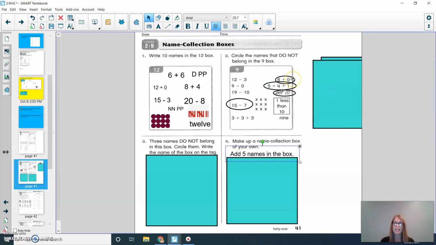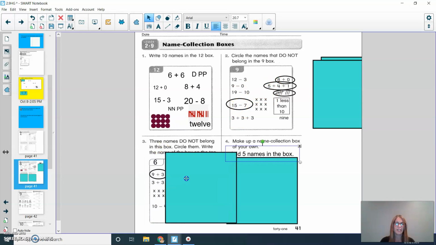So if you look up at the top here, I can see 8 plus 0 did not work. 5 plus 4 plus 1 equals 10, which does not belong. I have 8 tallies, which is not enough. And 15 minus 7 is 8, which does not belong. So you should have had the same answers that I had for number 2.